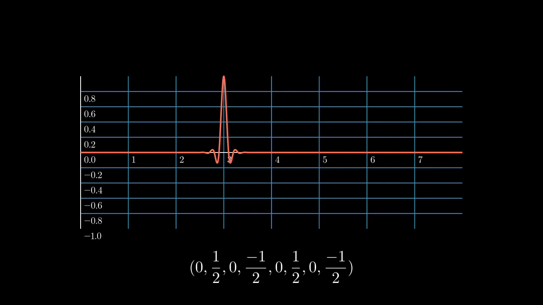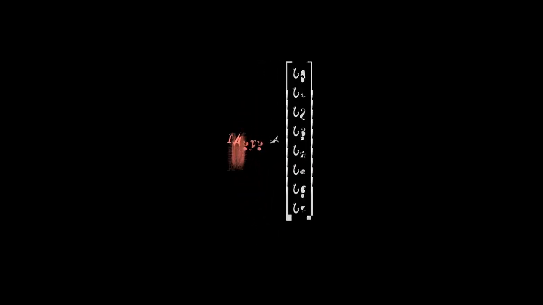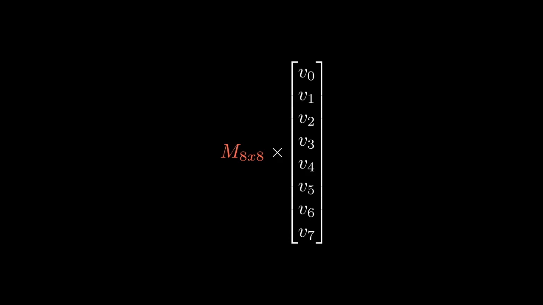Waves can also interfere. To see how that happens, let's go back to our vector component representation. This time we will write our vector in column form. We can multiply this on the left by an 8x8 matrix M. The result will be a new 8-component vector W.